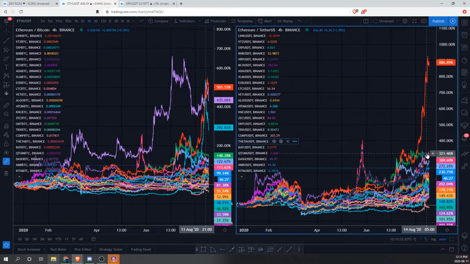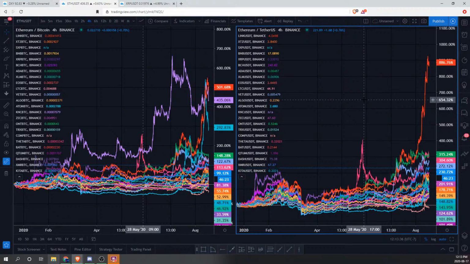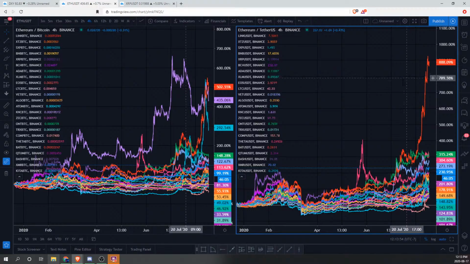Or it could be this green one here. Could also be Cardano. So we can see Link is by far the strongest in terms of relative strength compared to every single other alt within our list. And we can see the list here, right? Link, Tezos, SXP, BNB, XRP, Bitcoin Cash, Cardano, all this list right here. Link is doing by far better than any single one.